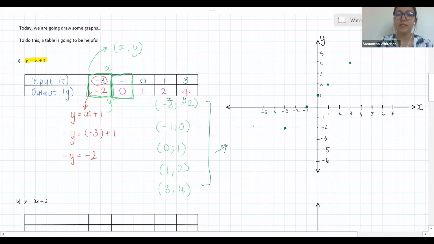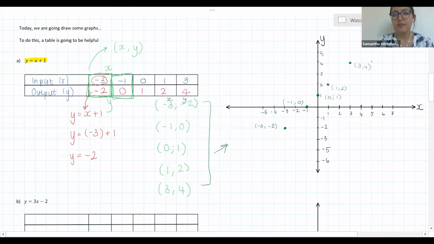And so what I've done is I've plotted all of these points. Now you don't have to do this. I'm just going to write the coordinates in so that you know exactly which point is which. I wouldn't write this down because it's going to get quite crowded. I'm just showing you which point is which so that you know what it is that we're plotting and what it is that we're working with.